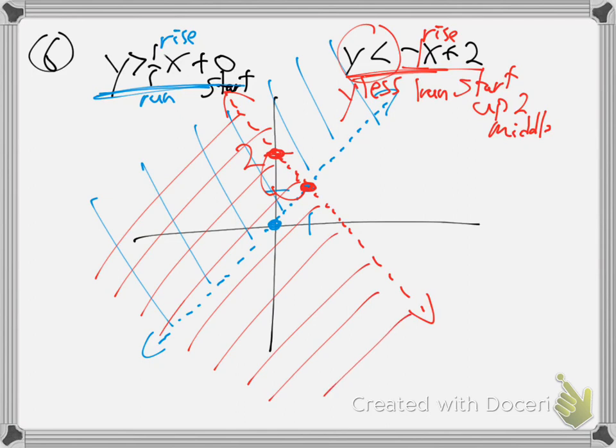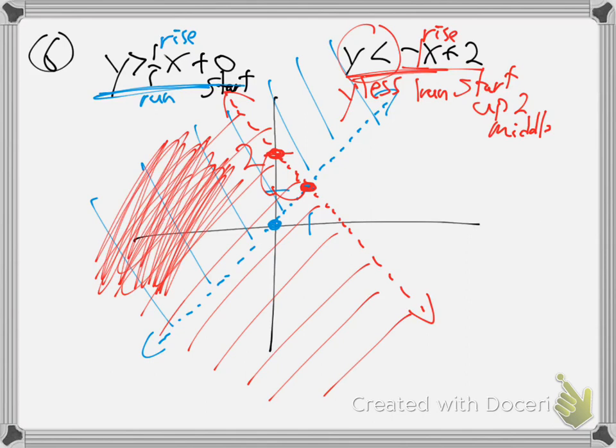So where do the 2 shadings overlap? Here. That's the only place you do the paint bucket. I'll show you in just a second. Everybody seeing that? See how I did that? Just shade them both. The answer is where the shadings overlap.